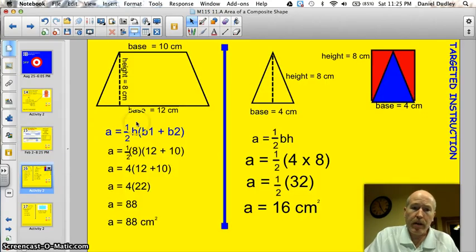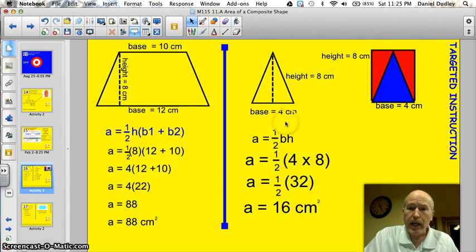Here's the area formula for a trapezoid. It's 1/2 the height, this here, 1/2 the height, times base 1 plus base 2. So substituting that in here, the area will equal 1/2 of 8, that's the height, times base 1 plus base 2. And the bases are 10 plus 12. All right, I'll let you look at the rest of that. You could pause the screen if you need to study it.